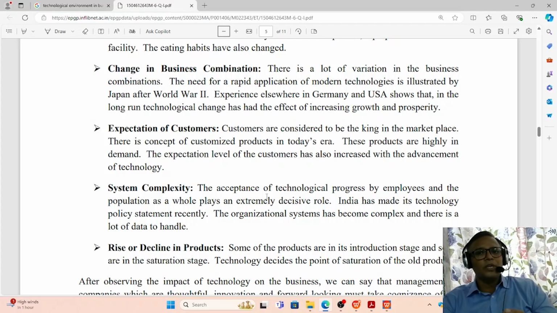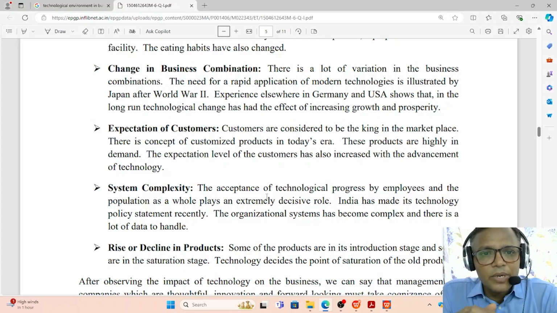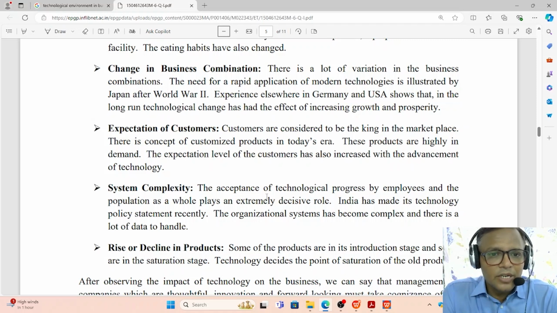Change in business combinations. There is a lot of variation in business combinations. The need for rapid application of modern technology is illustrated by Japan after World War II. Experience in Germany and the US shows that long-run technological changes have had the effect of increasing growth and prosperity. Further is the expectation of the customers.